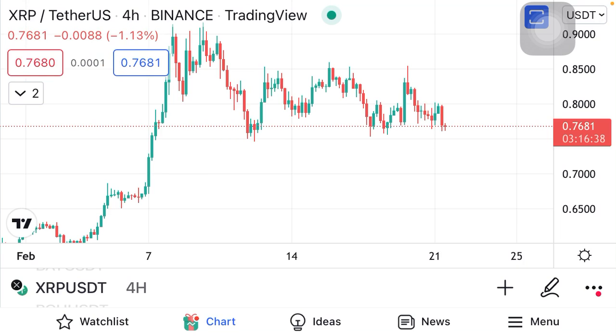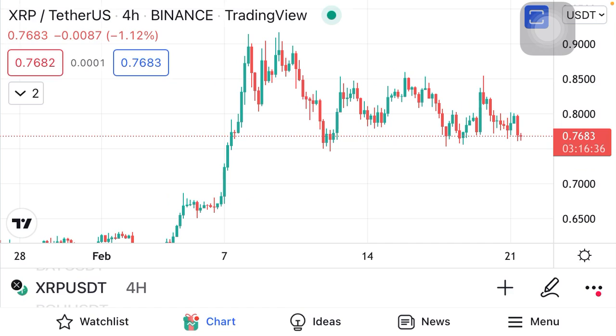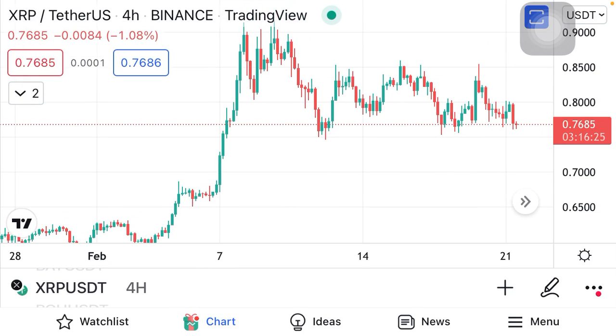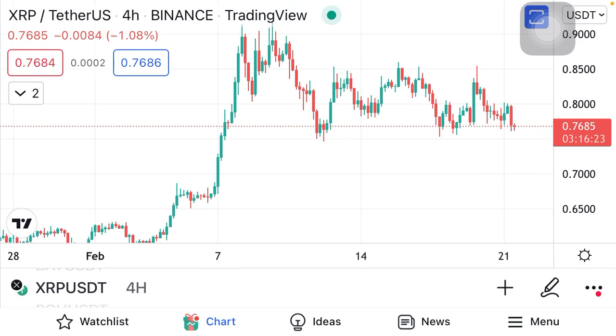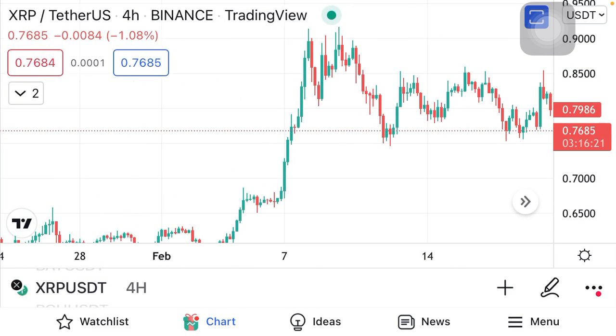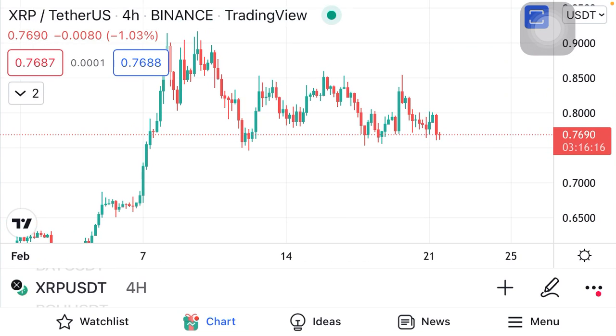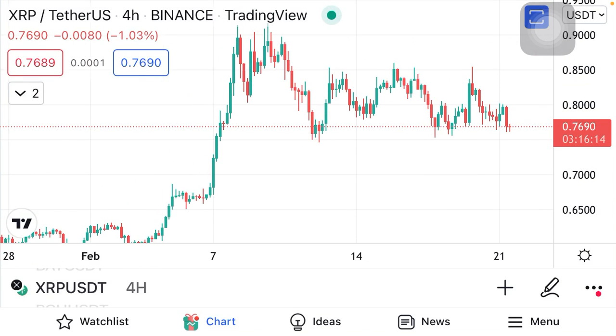So the thing is, if you want to enter a trade as a trader, what do you do? Right now, you need to determine the market structure. The structure is whether the market is in an uptrend, a downtrend, or consolidating. This market over here was in an uptrend, so you can still say it's in an uptrend, but it's just consolidating.